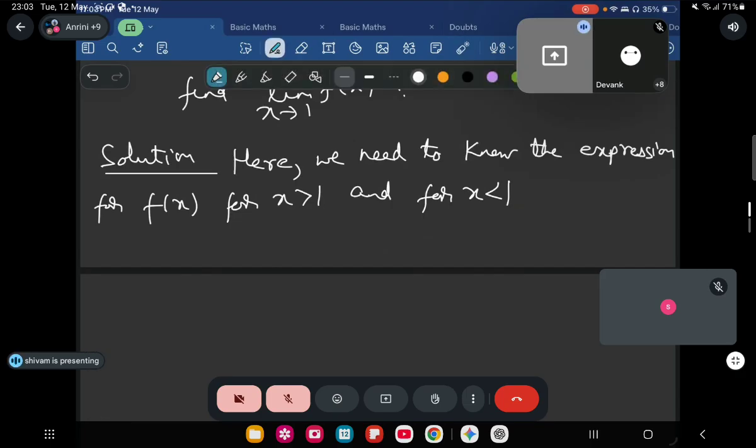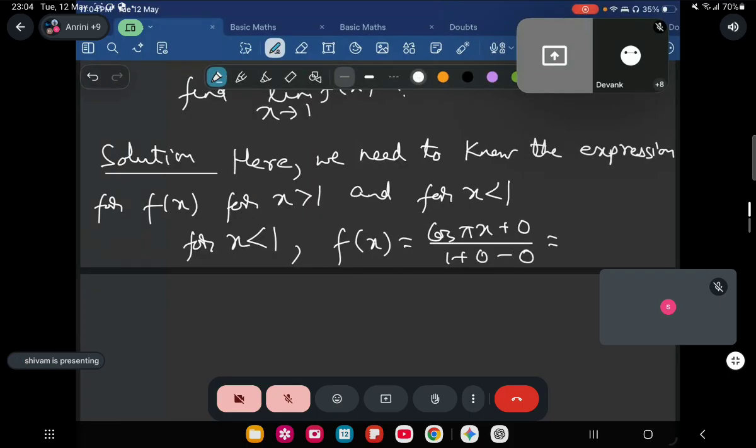So for x less than 1, f of x will be equal to cos pi x plus 0 divided by 1 plus 0 minus 0. This will be equal to cos pi x. Okay. This is what we'll get for f of x when x is less than 1. Next, what will happen when x is greater than 1?